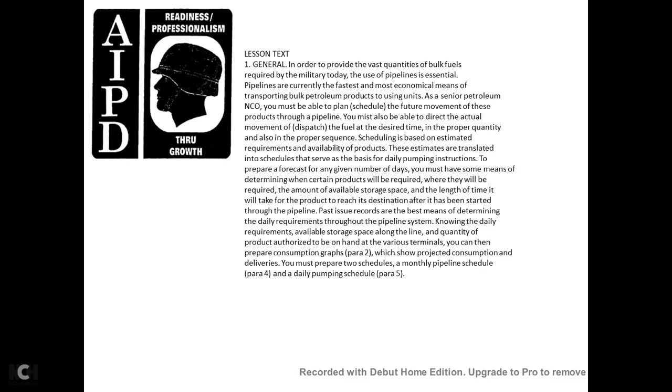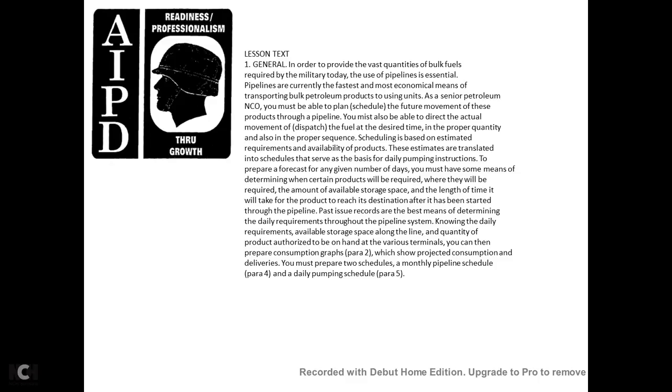Lesson text. General. In order to provide the vast quantities of bulk fuels required for the military today, we use the pipelines. Pipelines are currently the fastest, most economical means of transporting bulk petroleum products to the using units. As a senior petroleum NCO, you must be able to plan and schedule for the future movement of the product through the pipeline. You must also be able to direct the actual movement of the dispatch, the fuel at the desired time, and the proper quantity, in the proper sequence.